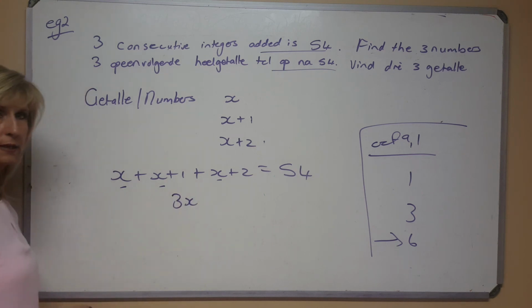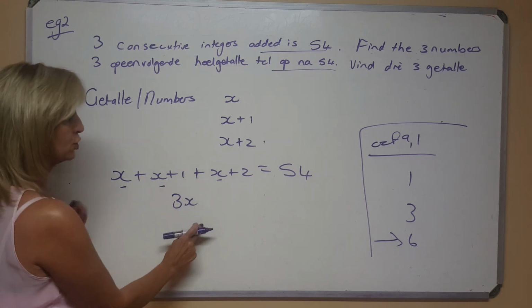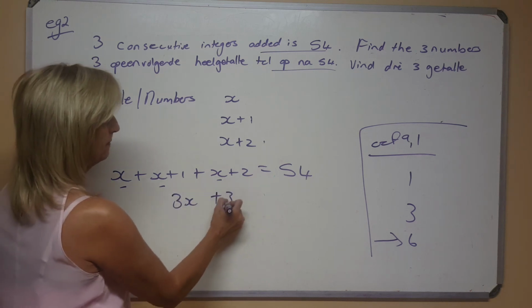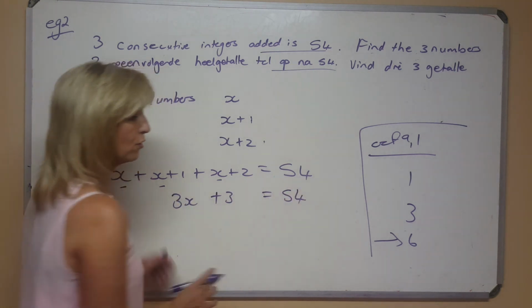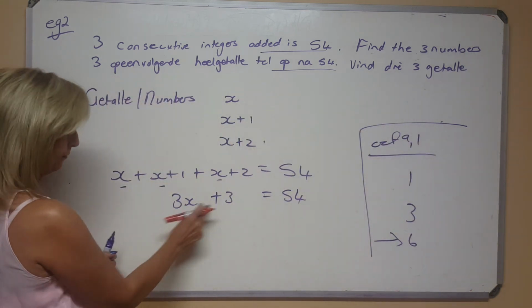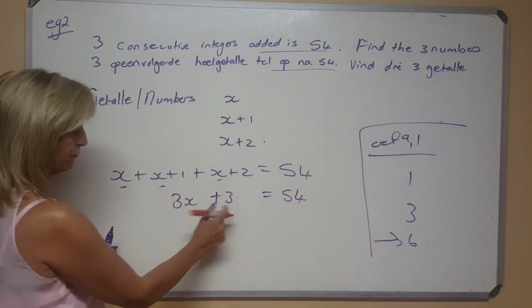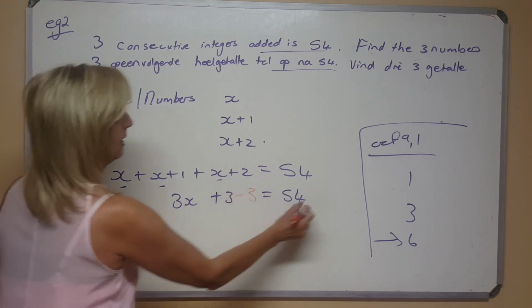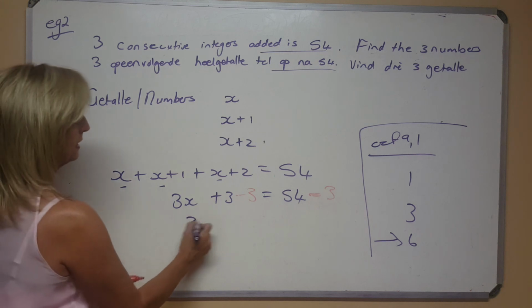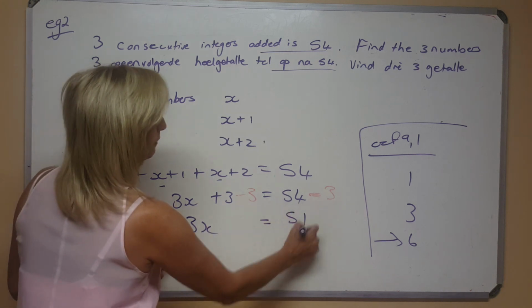Jy kan die gelyksoortige terme optel, 1x en 1x en 1x is 3x, en 1 plus 2 is 3. En hoe sal jy dit nou gaan uitwerk? If I want to get rid of that 3, by minusing with 3 on both sides. So that's 3x gelyk aan 51.